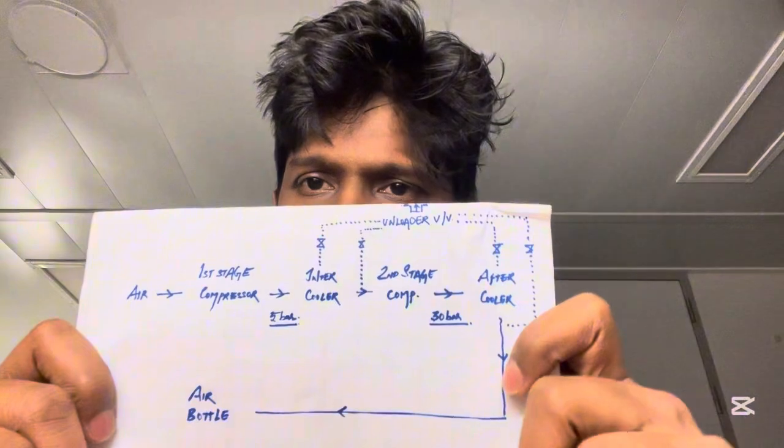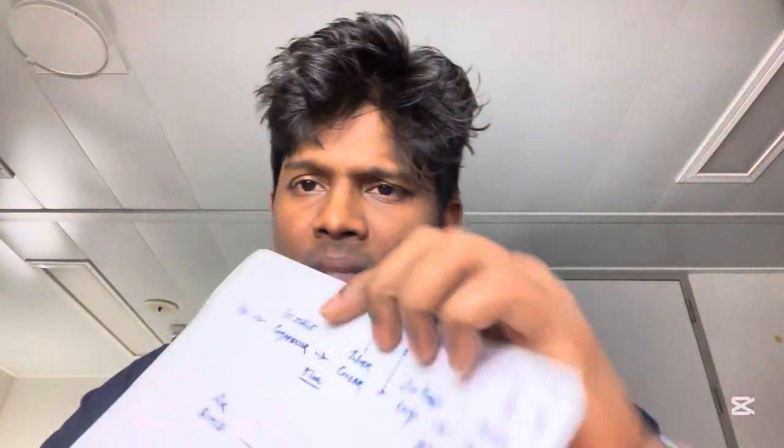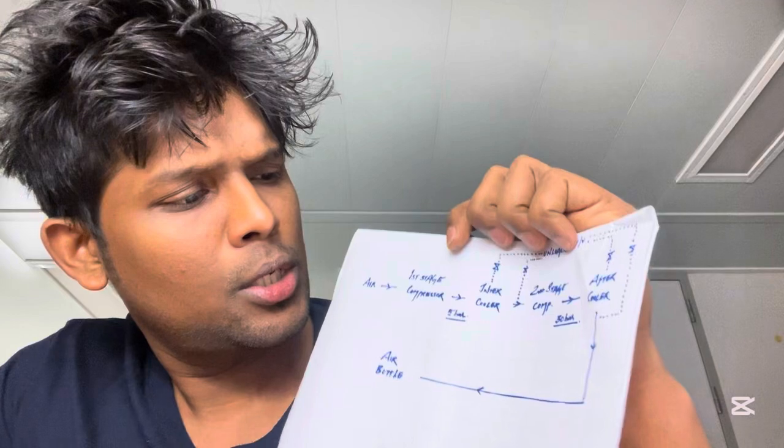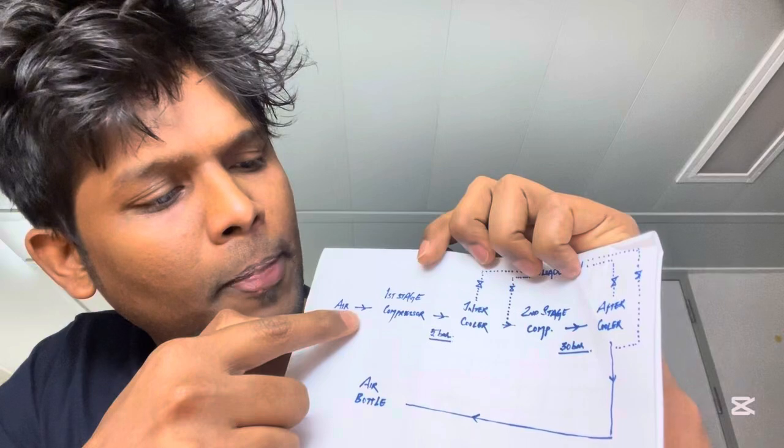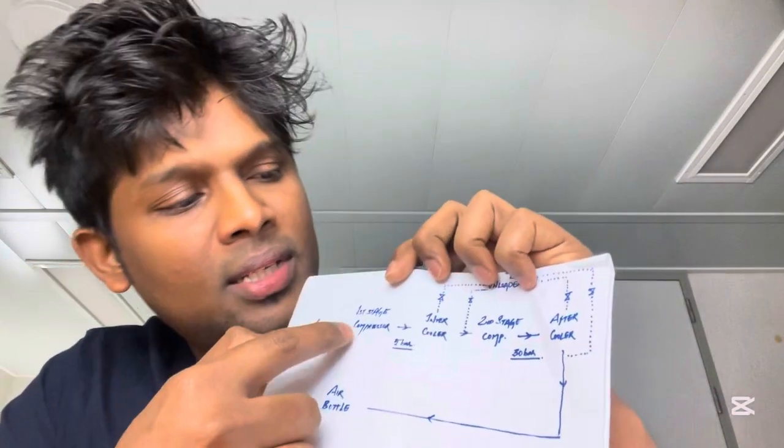Okay, for starting of air compressor, I'll just explain with this diagram. When you start the air compressor, it sucks the air. Here I mentioned first stage compressor, second stage compressor. As a whole, when you see a compressor, it's a single block. You can see a motor and a block, but inside that block you have two compressors. When we talk about an air compressor, inside it there are two divisions: one is first stage, then second stage.